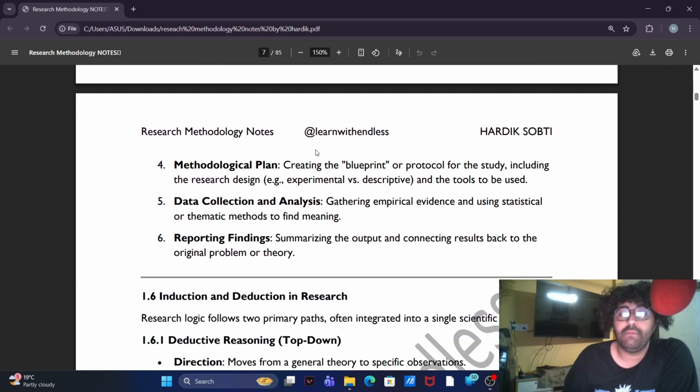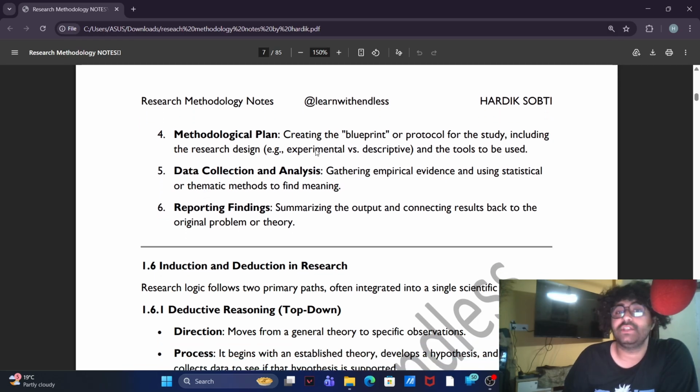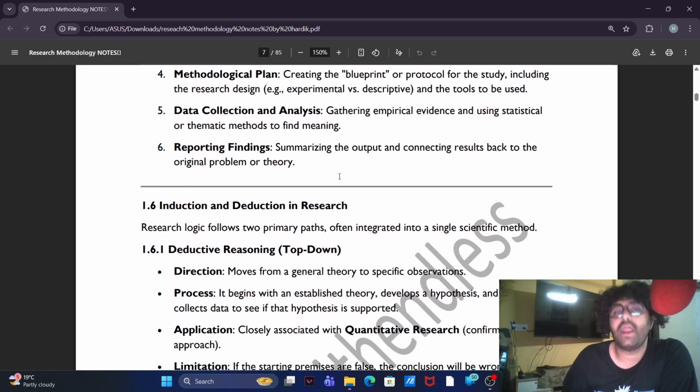Step 4, methodological plan, creating the blueprint or the protocol for the study, including the research design, for example, experimental versus descriptive, and the tools to be used, data collection and analysis.